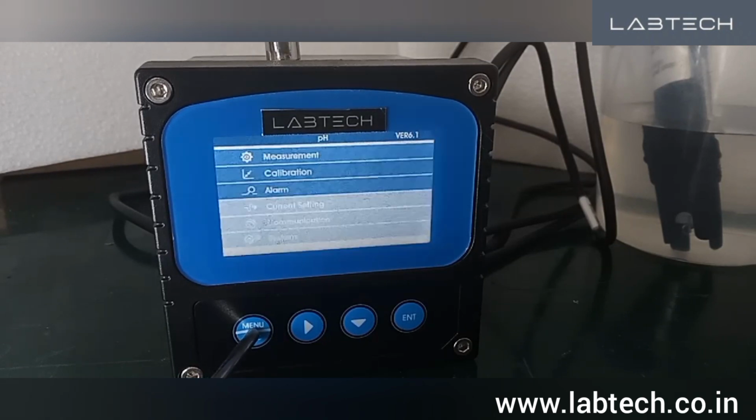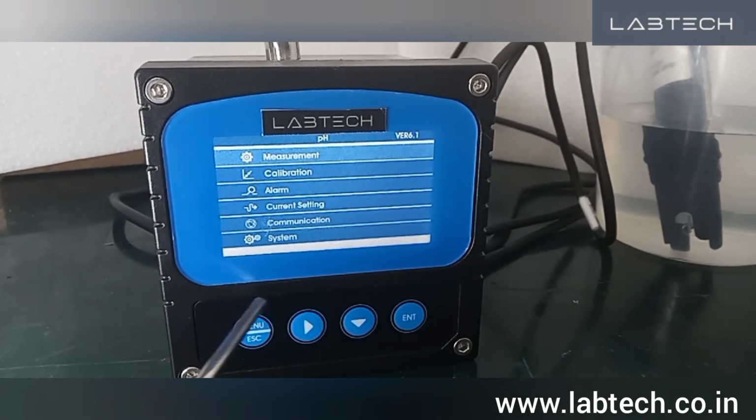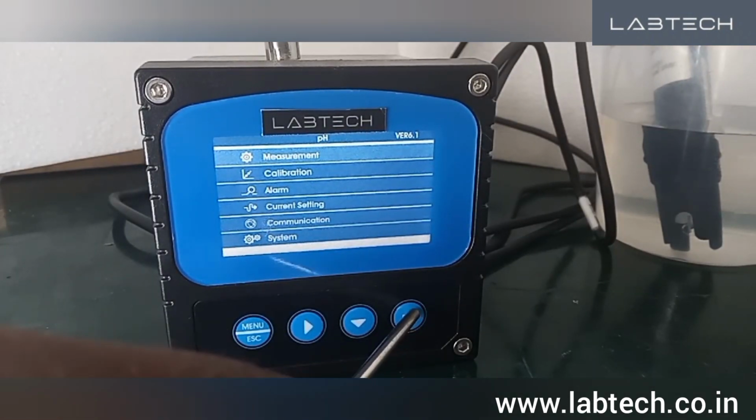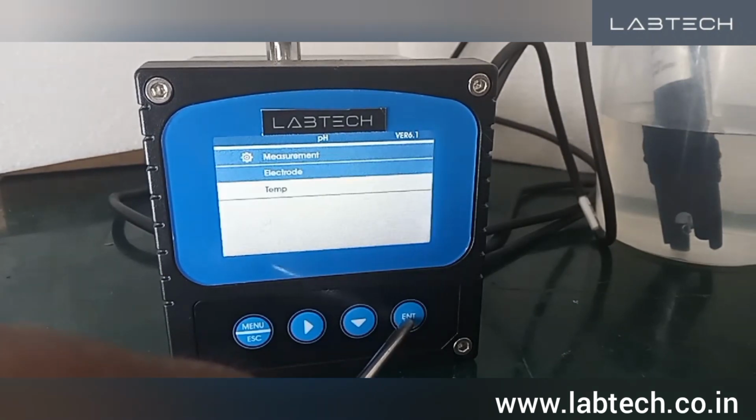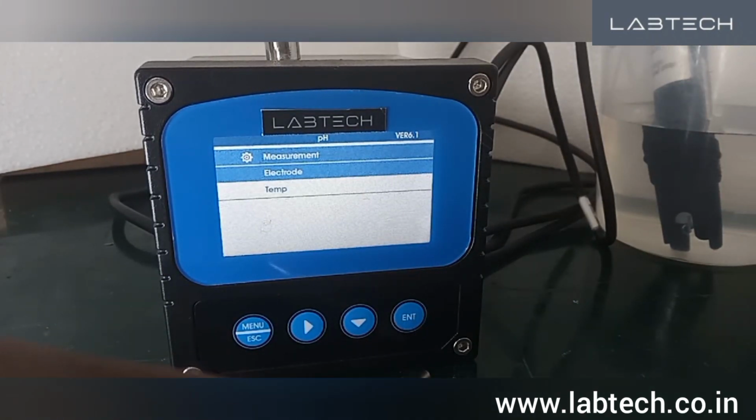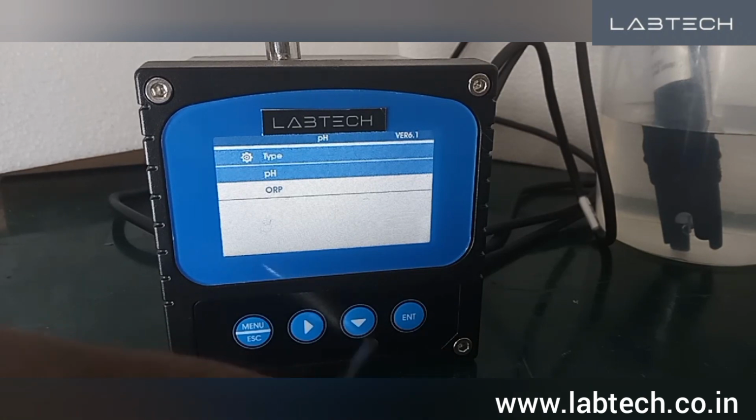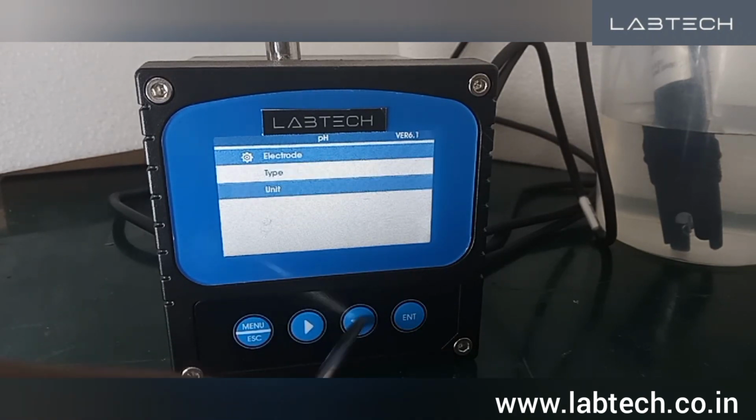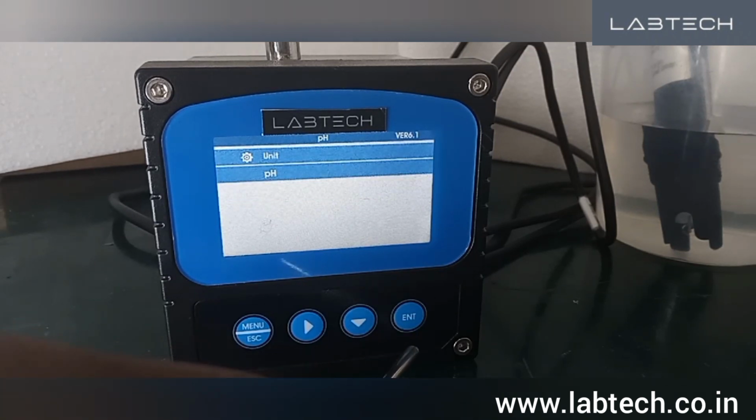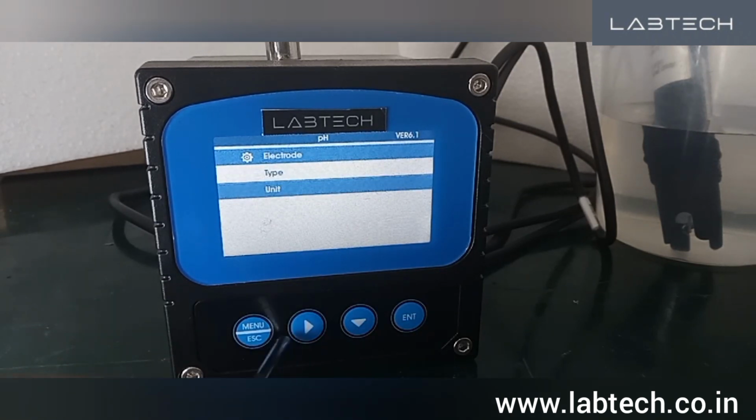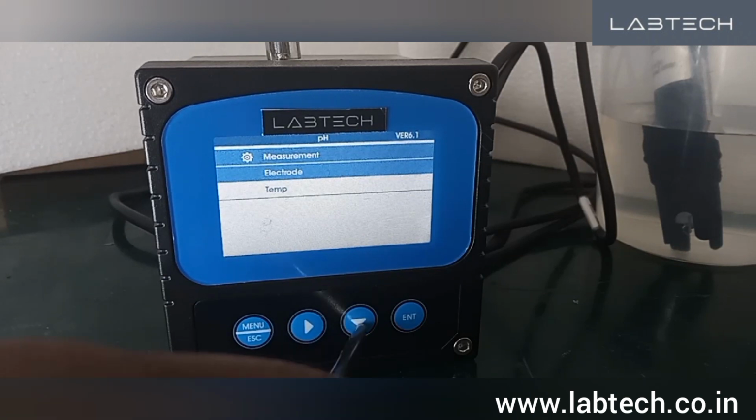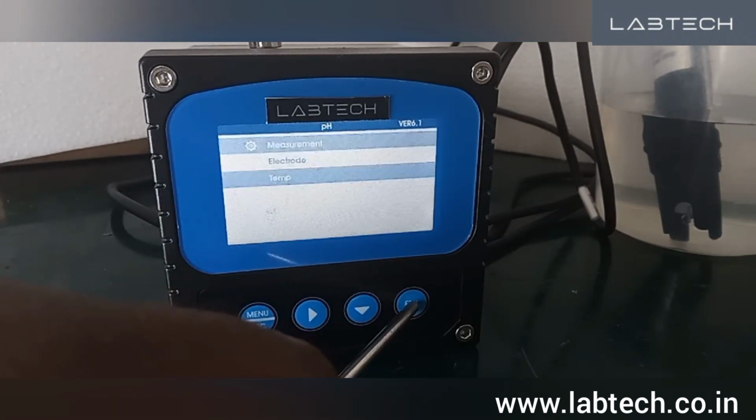Let's see the menu structure. The first one is measurement, and you have to click in. You will get two types. One is electrode and then temperature. In electrode, type and unit. So in type, we have both, as I've told earlier, either pH or ORP, and their units will be, for pH it's pH and for ORP it's millivolt.